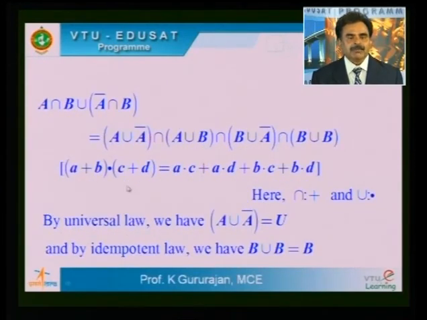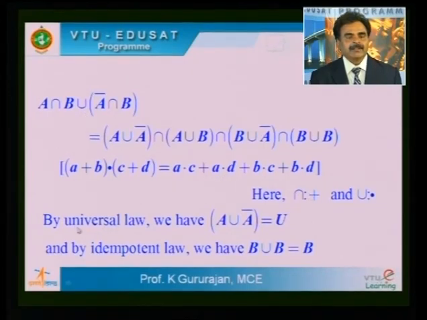If I expand it, I will use the formula which we normally use in the case of numbers. A plus B into C plus D: we know how to expand it. It is A into C plus A into D plus B into C plus B into D. Now, here instead of plus, we have the intersection operator, and instead of dot, we have the union operator. Following the same and applying this, I will get A union A complement, then A union B, then B union A complement, then B union B. This is what I get after I expand it, taking intersection as plus and union as dot.